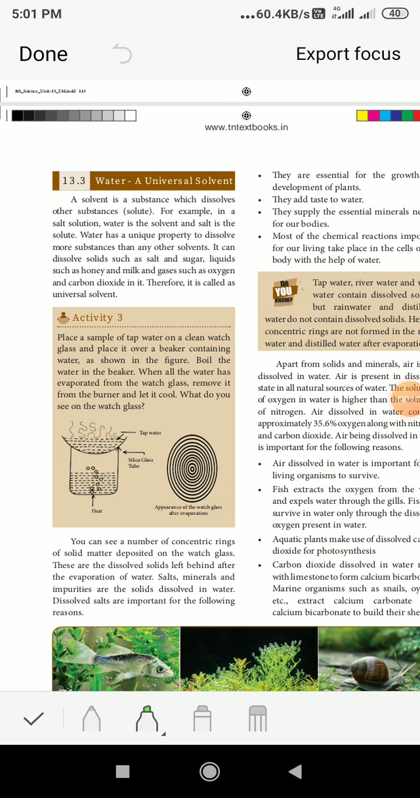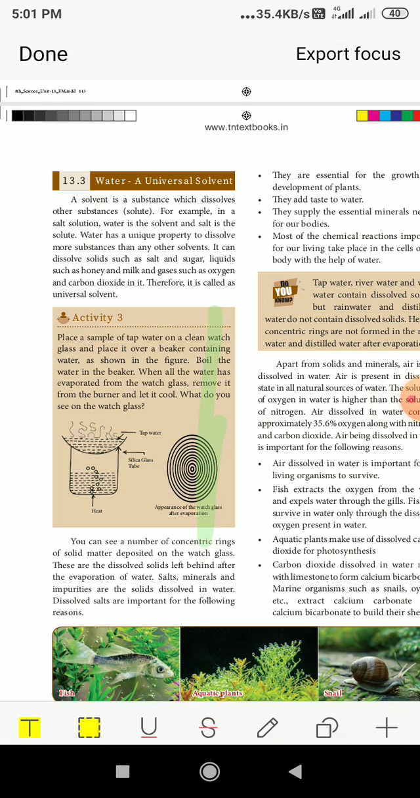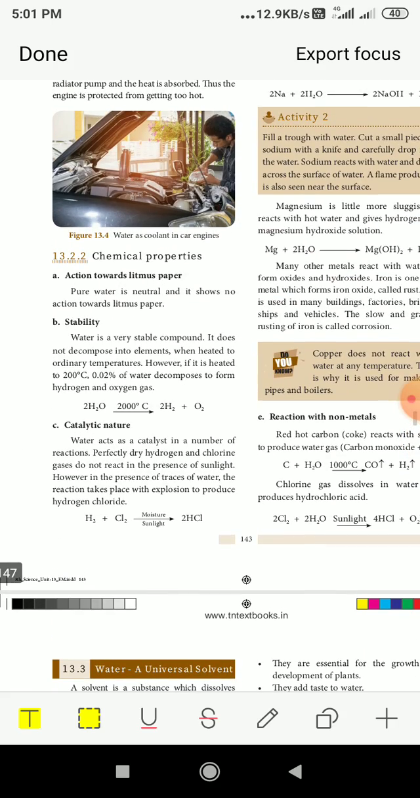Good morning, students. Today we are going to start with the chemical properties of water.